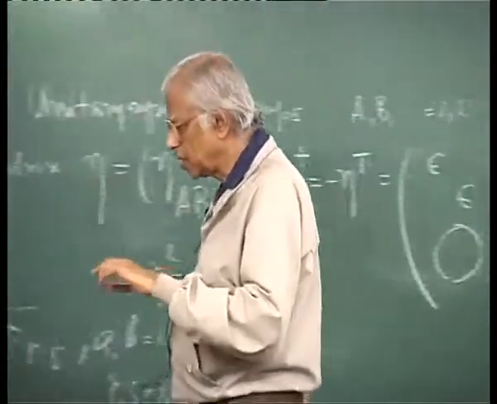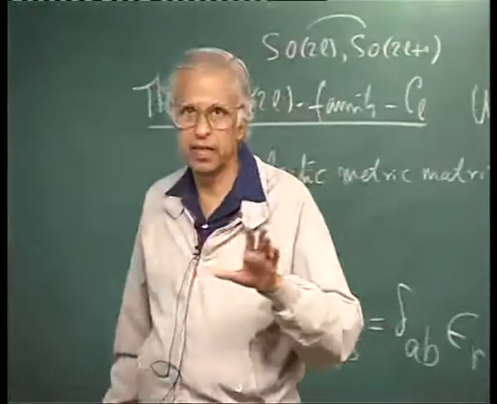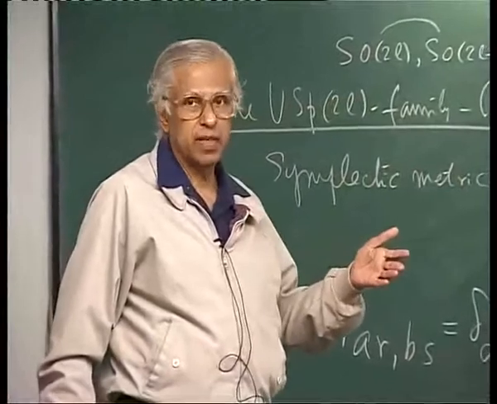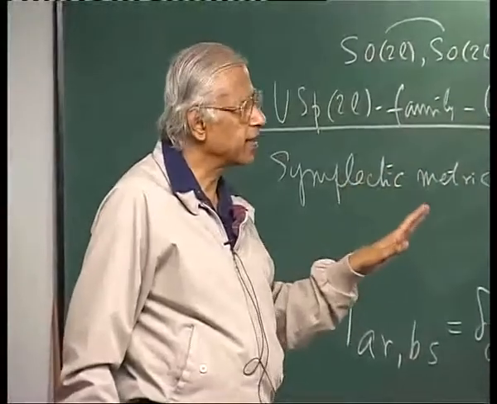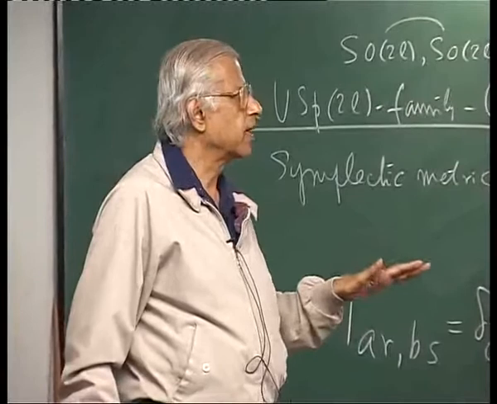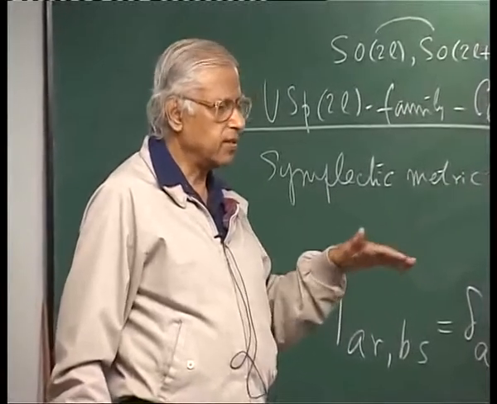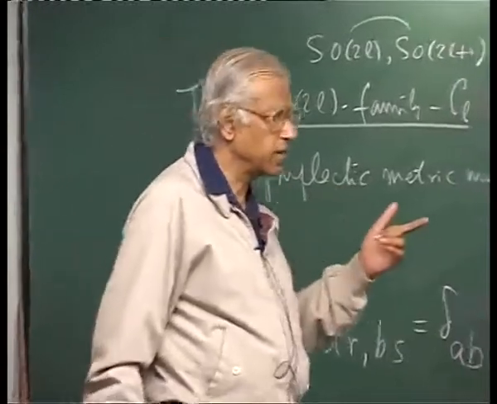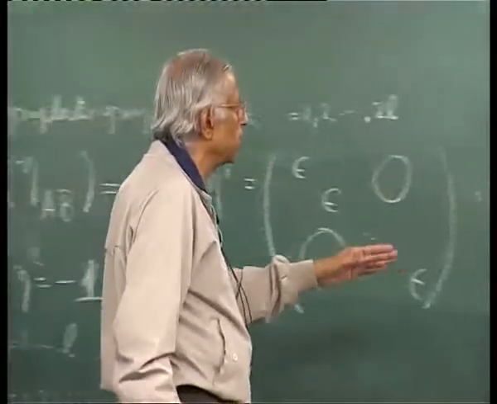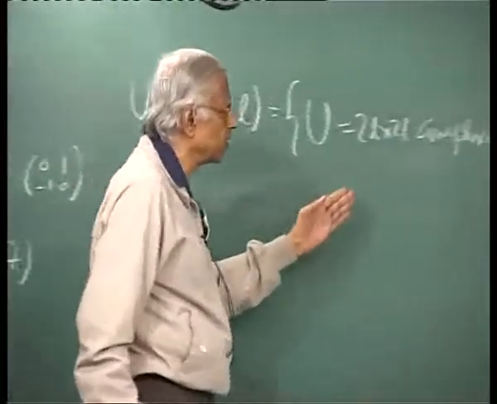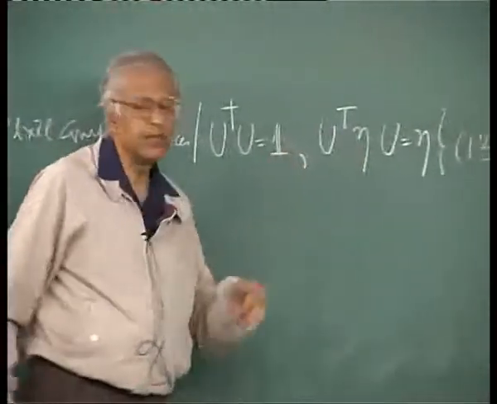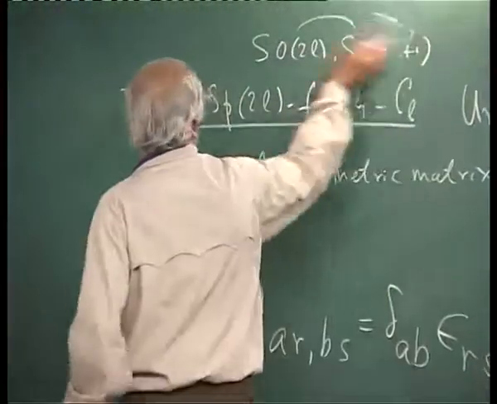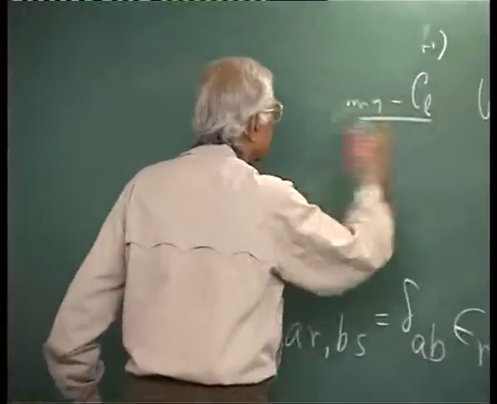Then we have to ask, what is the most general generator matrix obeying all those conditions? Can you find a basis for them so that the most general one is a real combination of the basis? Find such a basis. Then you ask, what are their commutation relations? Work it all out. And that way, you will arrive at the Lie algebra of the symplectic group, unitary symplectic group. In all this, the eta matrix will play a very important role. So let us start this analysis.